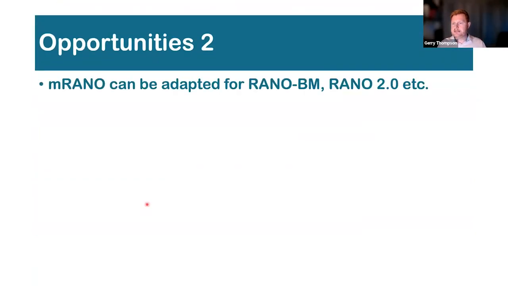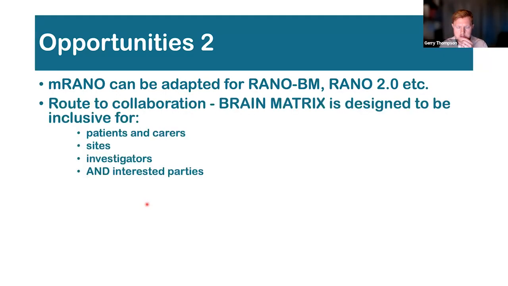The RANO tool can also be adapted for things like RANO brain metastasis and RANO 2.0 without too much overhead. And it's a real route to collaboration. So Brain Matrix was designed to get the UK being more inclusive, not just so that you can have more patients and carers in clinical trials. We're looking at single-digit percentages in the UK of high-grade glioma patients making it into a clinical trial. But it brings on board sites that wouldn't normally be equipped or able to do it because they don't have local expertise, for example. It allows investigators to join in. They perhaps will find it easier if there's a system there that deals with all the imaging and sharing rather than having to set anything up themselves.